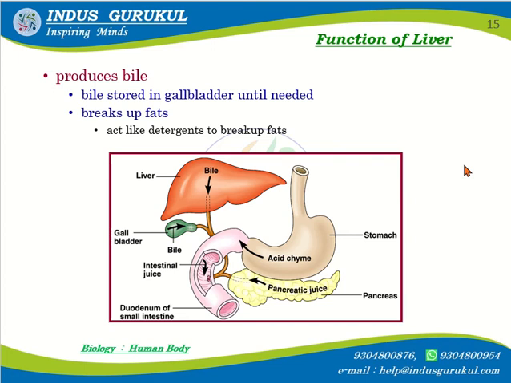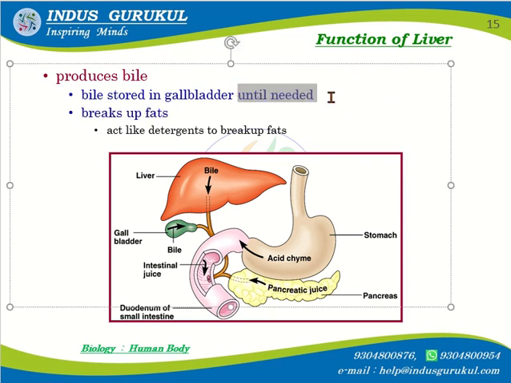So the function of the liver, as we mentioned, is that it produces bile. Now bile is stored in the gallbladder until needed. It breaks up the fat. Now it means that the kind of food that we take in, if it has fat content, bile is required to break up the fat molecules. Unless we consume fat, bile is not required. So the words here, until needed, simply mean that it only depends on the food type that we are having. If we are having fat, then bile would be released to further break down the fat molecules.